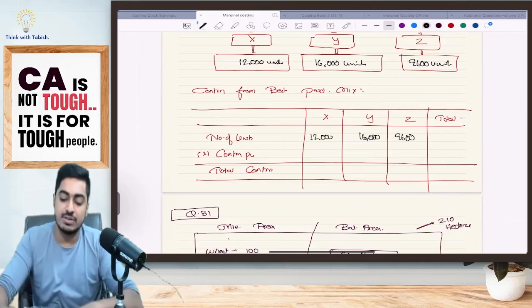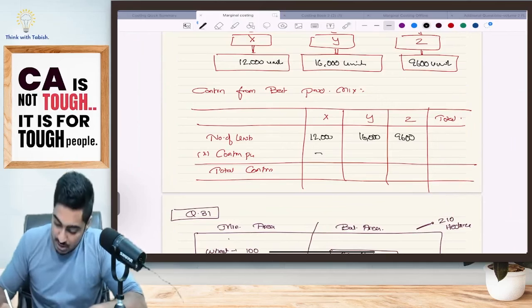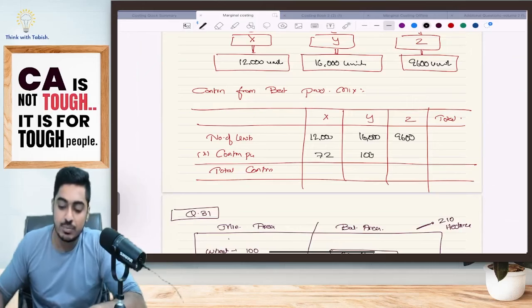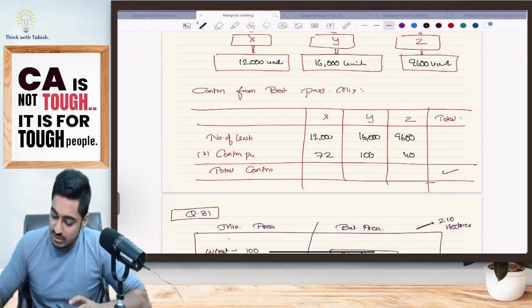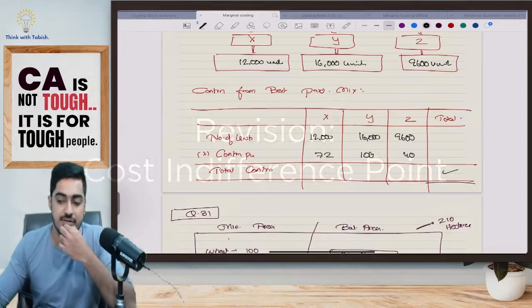For X, I think every unit is giving me 72 rupees. Y, every item is giving me 100 rupees. Z, every item is giving me a contribution of 40 rupees. You will be getting the total contribution. Is this clear, everyone?